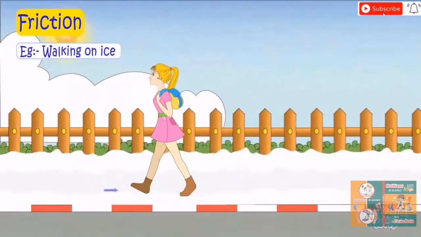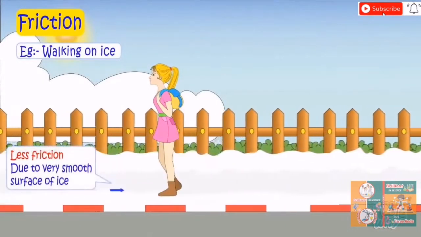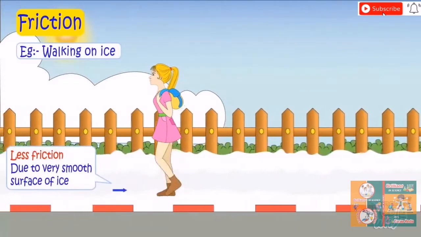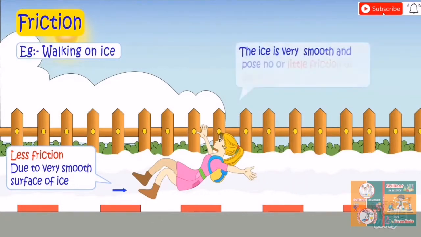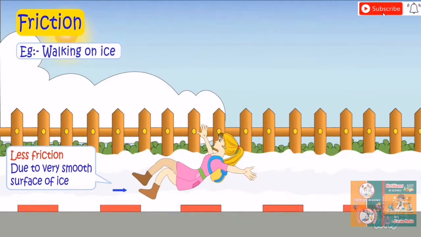Here, a girl is trying to walk on a road covered with ice, and it's very difficult as the road is very slippery. Why? It is because the ice is very, very smooth and posing no friction. That makes the surface slippery.